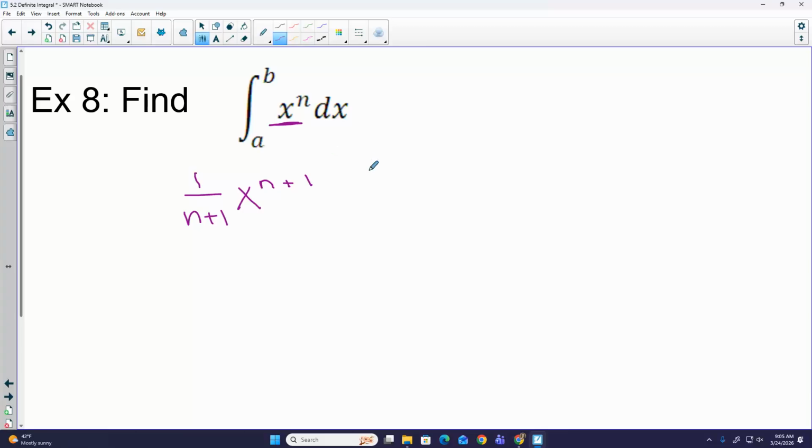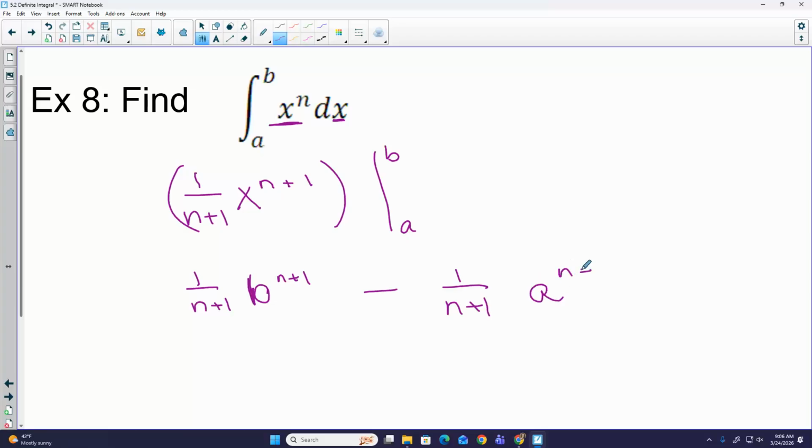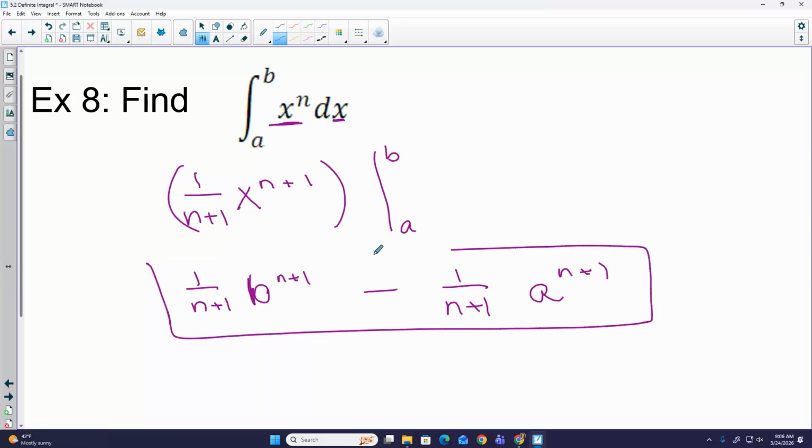Since I have things to plug in, I don't need a plus c. We're just going to evaluate from a to b. Because this was a dx, that tells me the a and b are going in for my x. So I have 1 over n plus 1 e to the n plus 1 minus 1 over n plus 1 a to the n plus 1. Right, this would have been an extremely difficult problem to work yesterday because I didn't have any actual numbers. But today we can get it really fast.